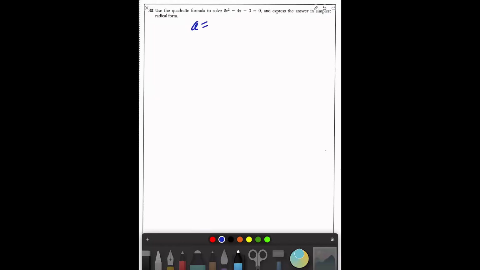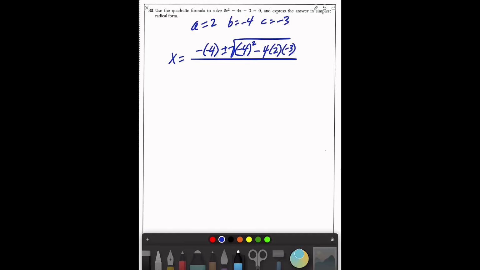So A is 2, B is -4, C is -3, and then we're just going to use the formula. By the way, it's on the reference sheet. If you don't remember it, you don't have to memorize it. It's going to be -(-4) plus or minus the square root of (-4) squared. Always put these numbers inside parentheses. And then this is going to be 2, this is going to be -3. Then on the bottom, it's going to be 2 times A, which is 2.